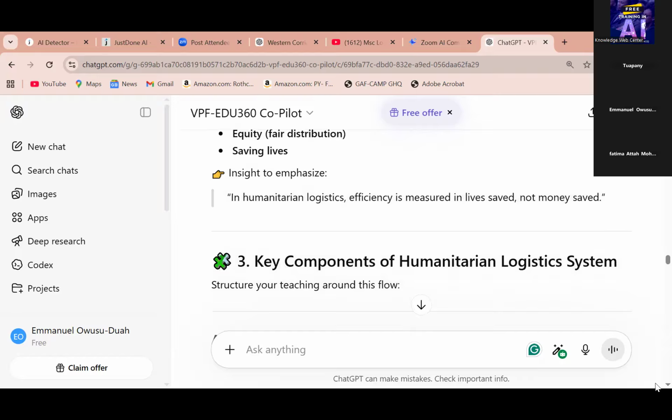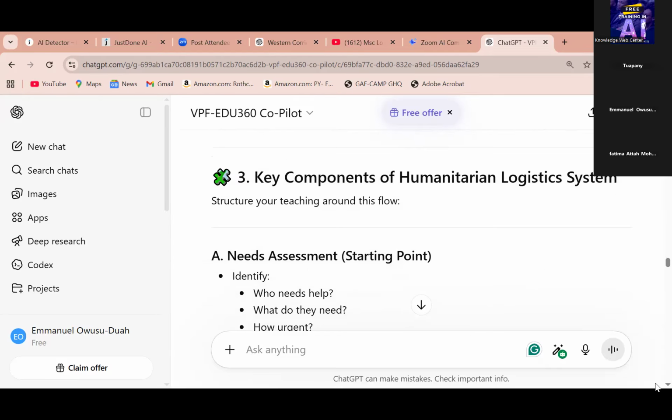In humanitarian logistics, efficiency is measured in lives saved, not money saved. Then we came to key components of humanitarian logistics system. Then it said, structure your teaching around this flow.